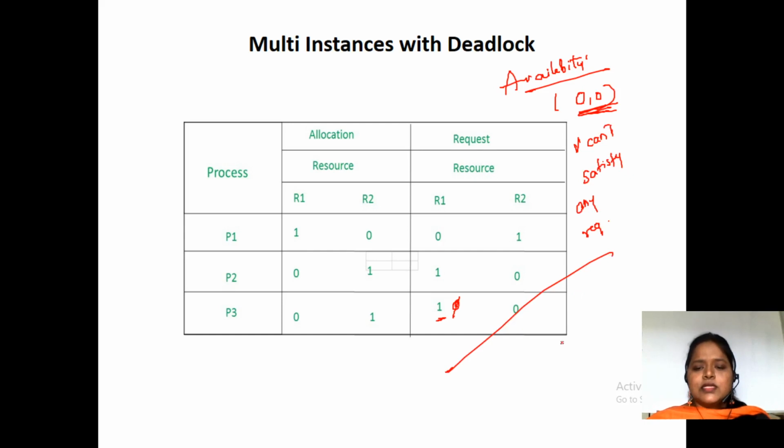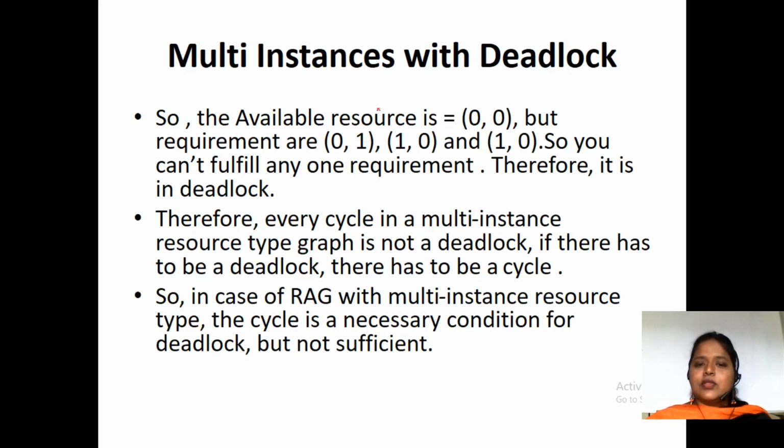So this is in deadlock. So this is in deadlock state. As we are not satisfying any of the requests with the available resources, we say that it is in deadlock. So the available resource is 0 0, but the requirements are 0 1, 1 0 and 1 0. So you can't fulfill any of the requirements. Therefore it is in deadlock state.